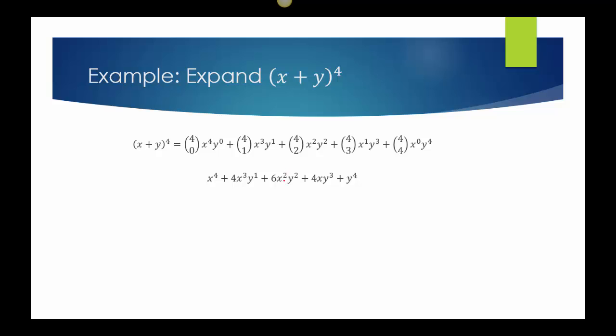So there's a lot of patterns you can follow here. 4 choose 0 is 1, so that goes away. I just have x to the 4th, y to the 0 is also 1. So all of this turns into this.